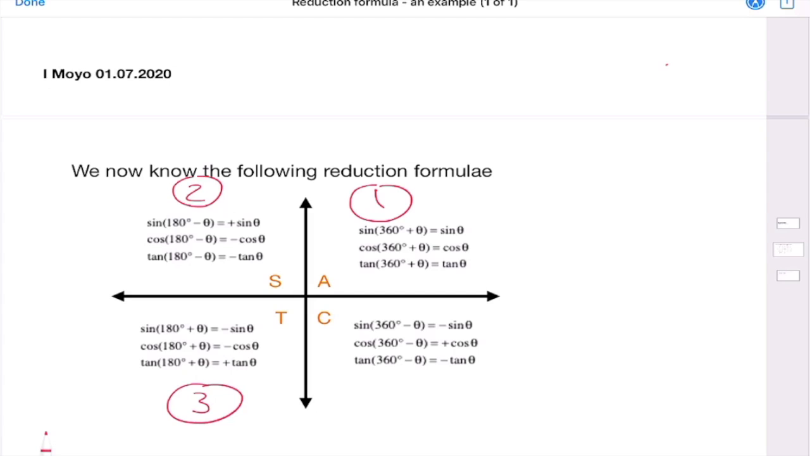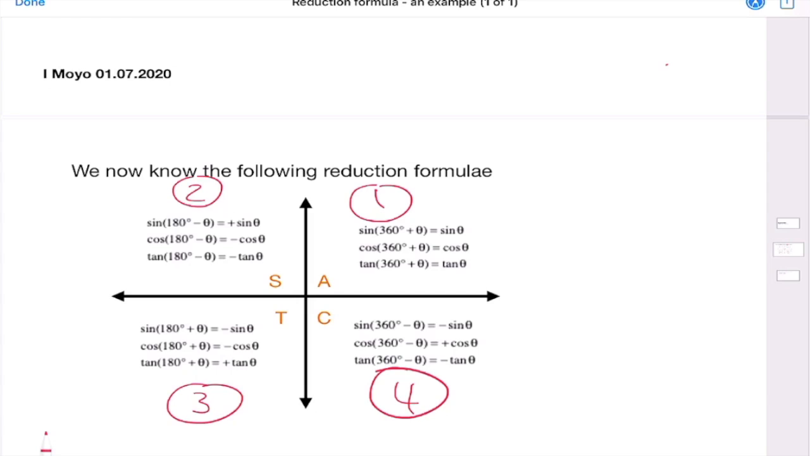And now for an angle that lies in quadrant 3, we can find a way to write that angle in the form 180 plus theta, where theta is acute. And same for quadrant 4. If an angle lies in quadrant 4, we should be able to get a way to write that angle in the form 360 minus theta.